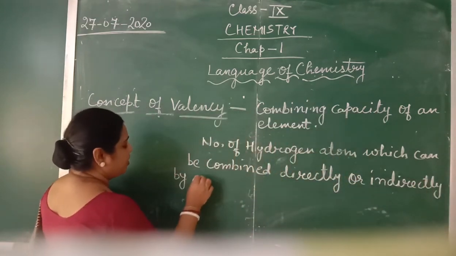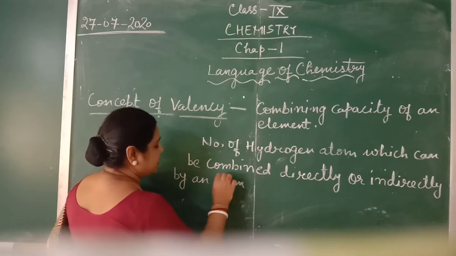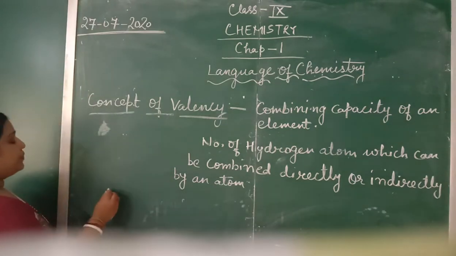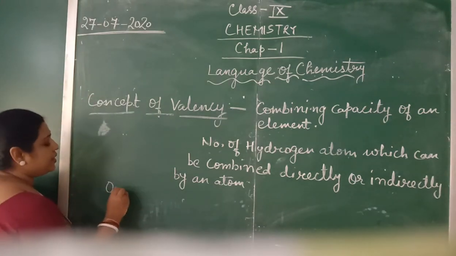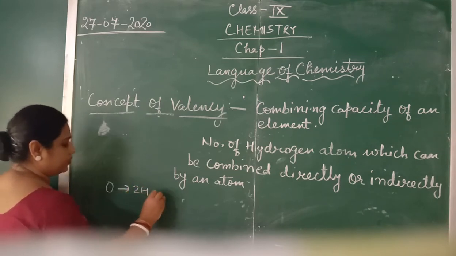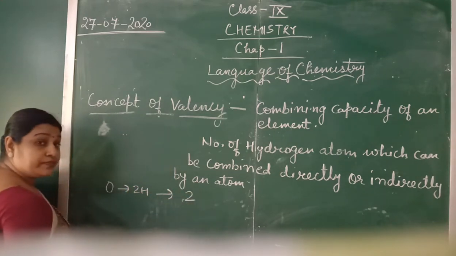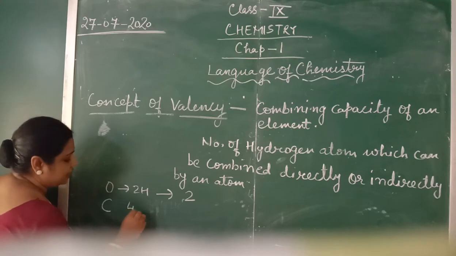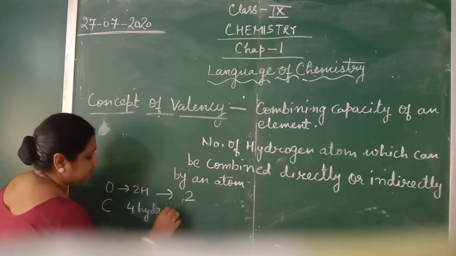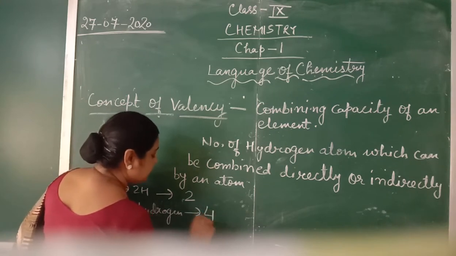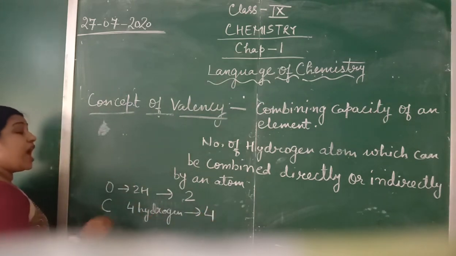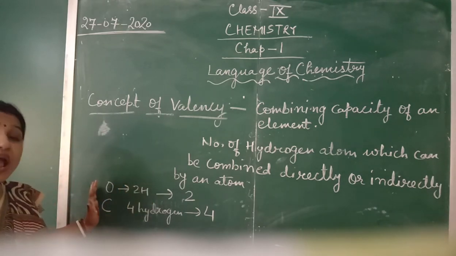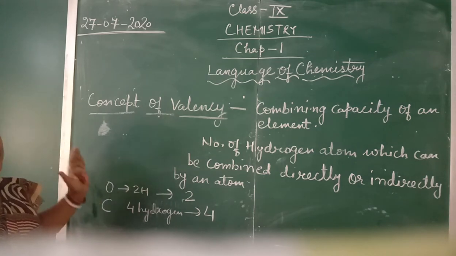By an atom. This is the capacity, or we can say this is the combining capacity of an atom. Like, suppose oxygen is able to combine with 2 hydrogen atoms. So valency is 2. The carbon is able to combine with 4 hydrogen atoms. Then valency is 4. So how many hydrogen atoms can be combined with an atom, that is called the valency.